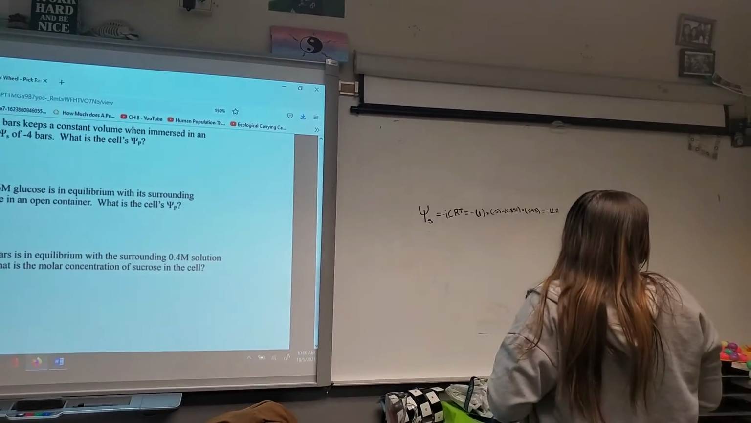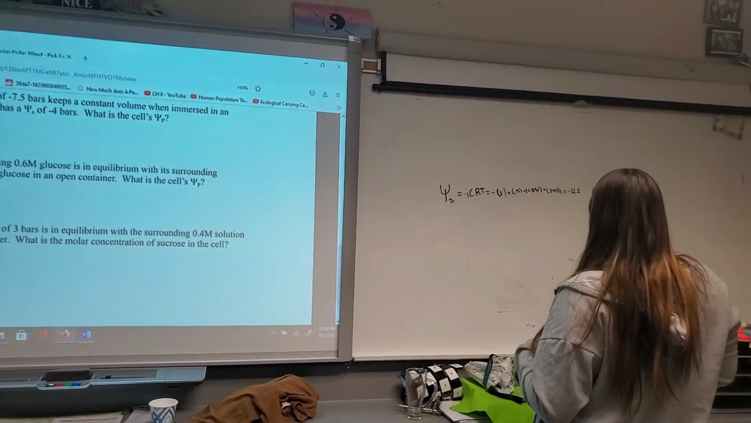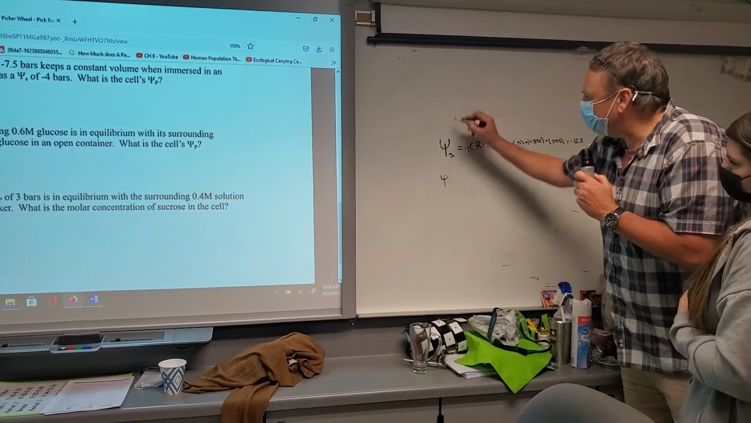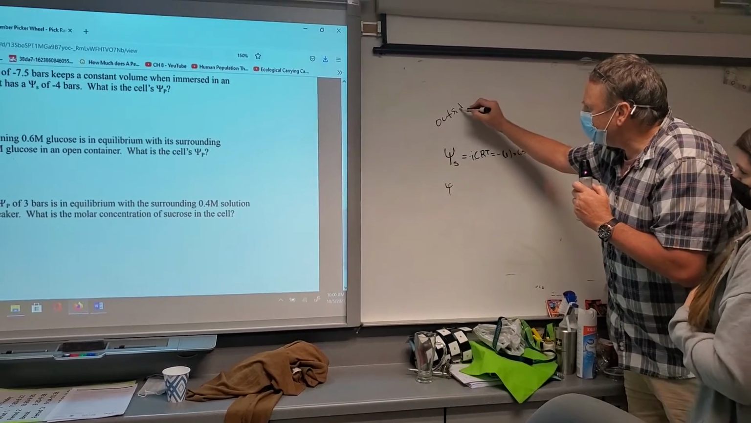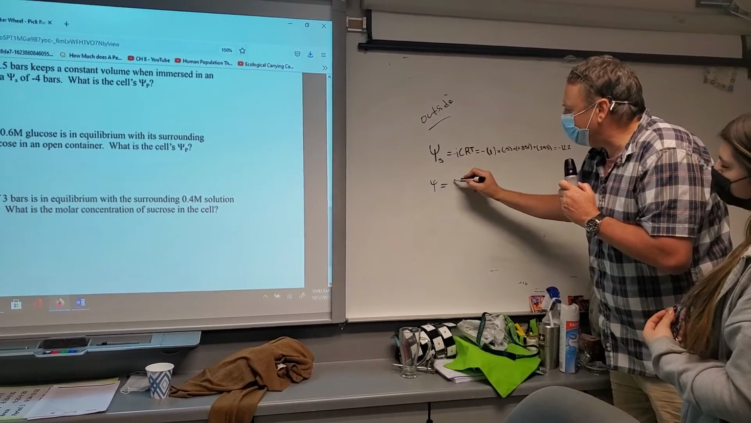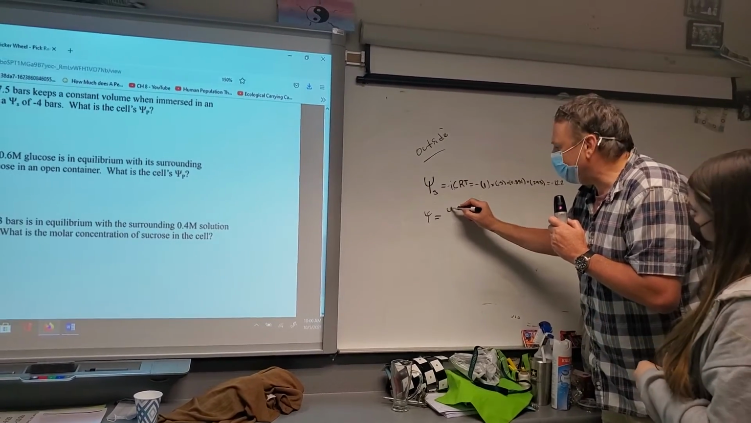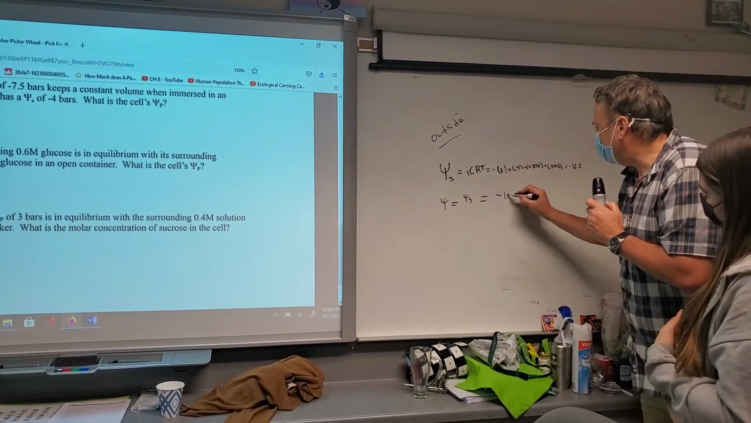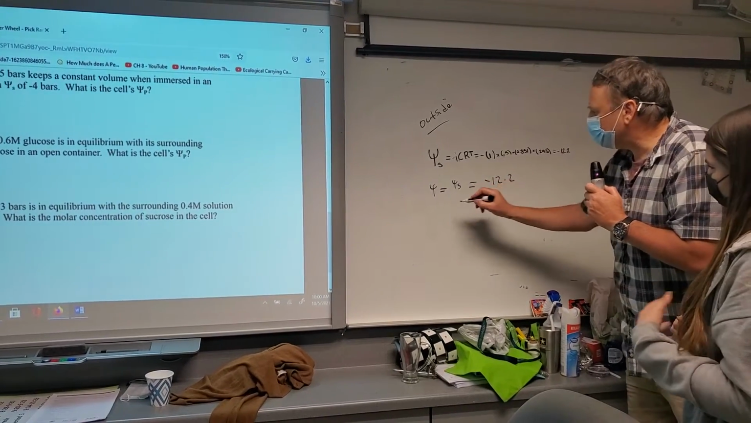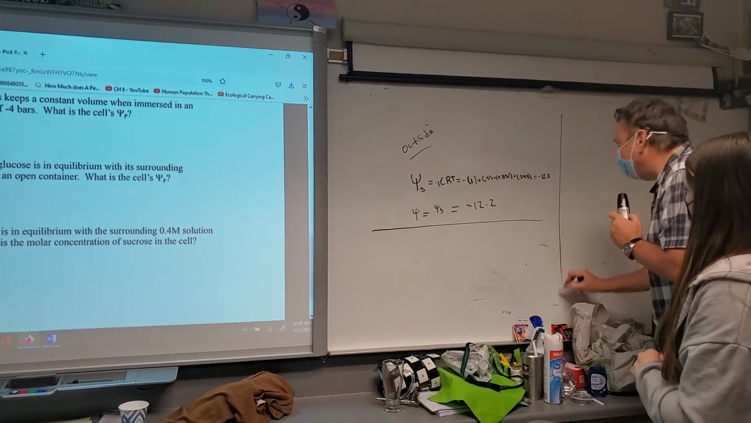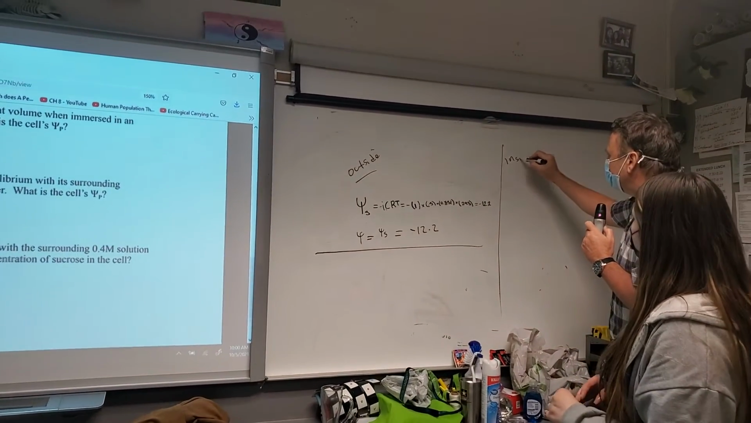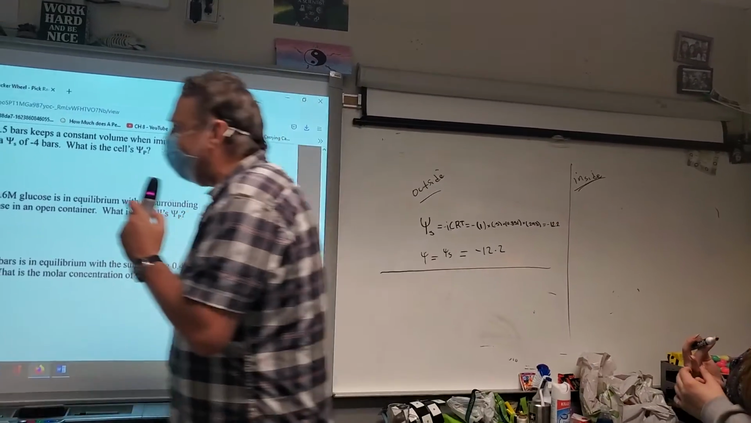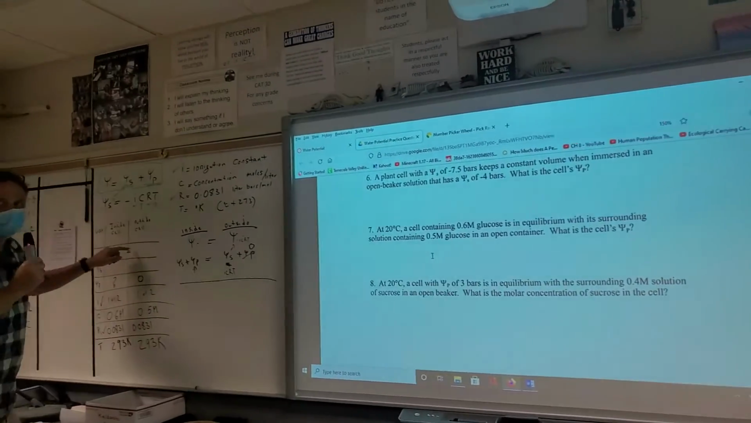So if psi s is negative 12.2, what do we know? We know that psi, this is for the outside by the way, outside the cell, correct? We know psi equals psi s in that case, which is equal to negative 12.2. But we also know that for inside, from our table, we know that in and out, psi is the same.